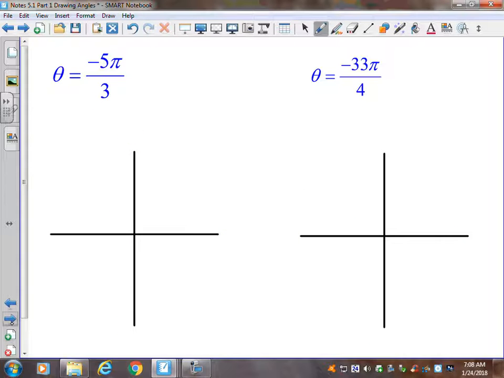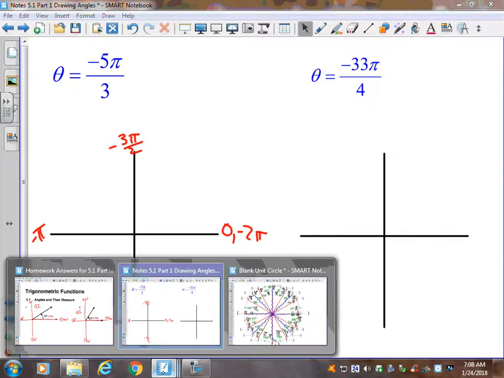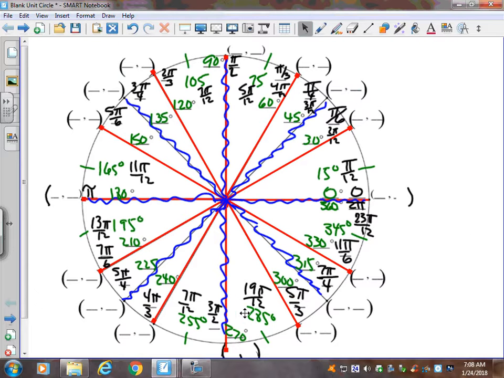So now let's look at some beta angles. With beta angles, you do the same thing you did before. You number them backwards, so negative 2 pi is down at the bottom, negative pi is over here on the left, and negative 3 pi over 2 is up at the top. To figure out where negative 5 pi over 3 is, you need to know where positive 5 pi over 3 is. So 5 pi over 3 is down here.